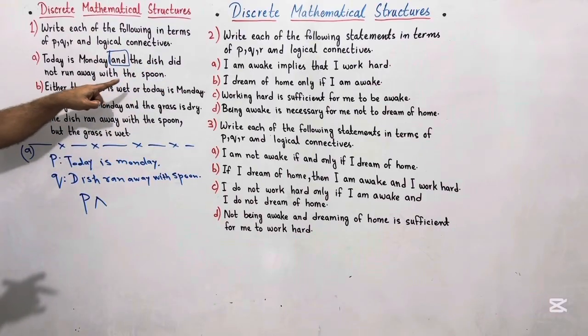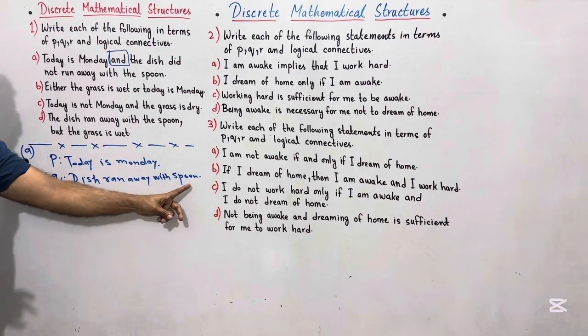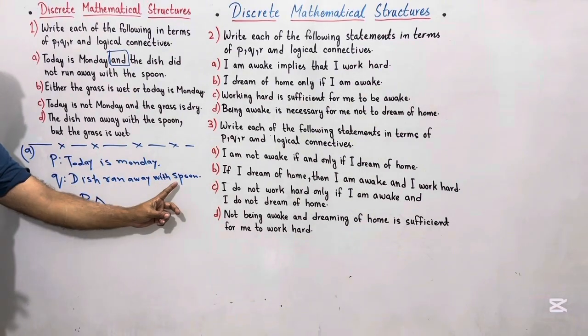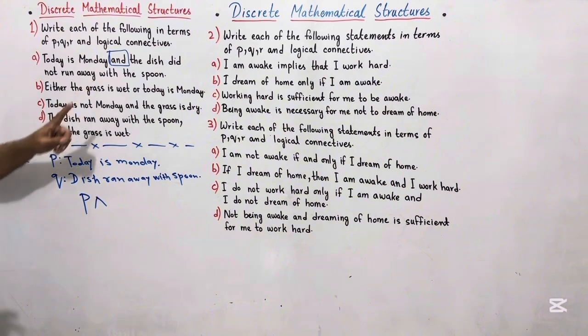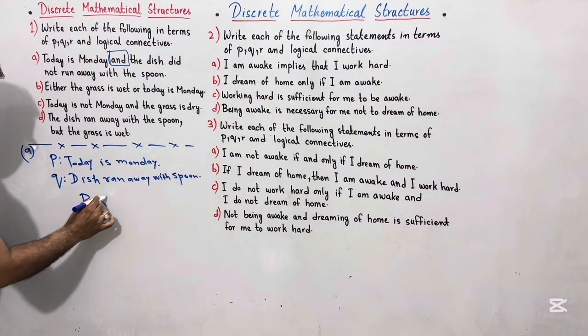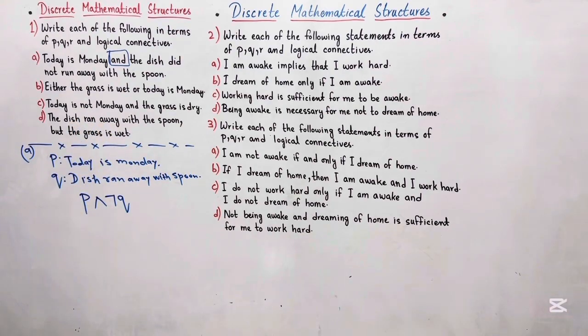The dish did not run away with the spoon is the negation of Q. Q is the dish ran away with the spoon, so did not run is the negation of Q. So we have written down these first two propositions with the help of conjunction.